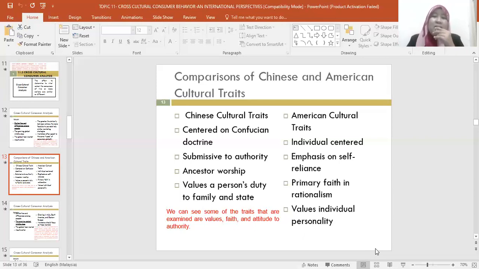Okay, and then they emphasize self reliance. So this is what I told you just now. They are more independent. And then they also have primary faith in rationalism. When we're talking about primary faith in rationalism, meaning to say they have the trust, compared to just thinking about what people give them, right? They will actually think about whether it's rational or not.